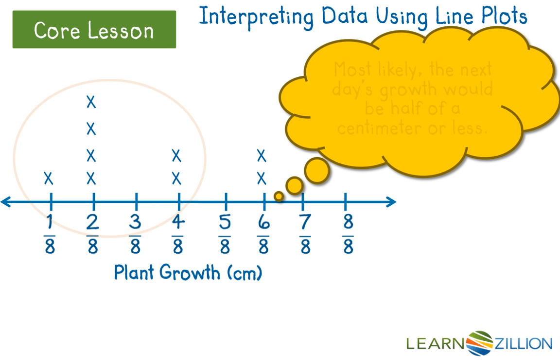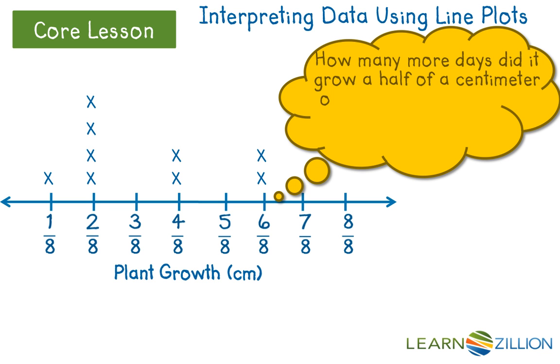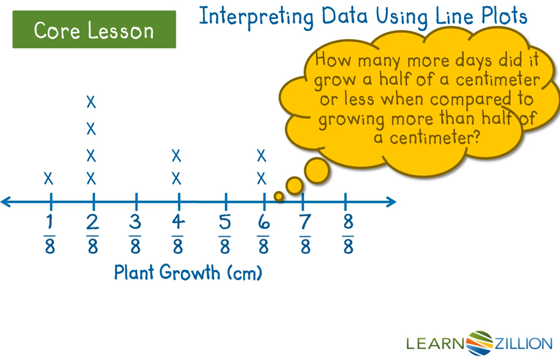To support our prediction, we can show how many more days the plant grew 1/2 centimeter or less when compared to days of more than 1/2 centimeter of growth. We can highlight the days that fall into the 1/2 centimeter or less category and add those up. There were 2 days where the plant grew 4/8 of a centimeter or 1/2 of a centimeter. There were 4 days at 2/8 centimeter and 1 day at 1/8 centimeter, making a total of 7 days where the plant grew 1/2 centimeter or less.